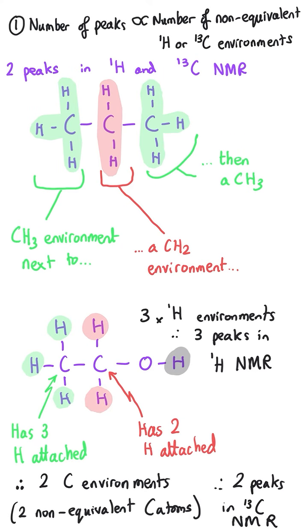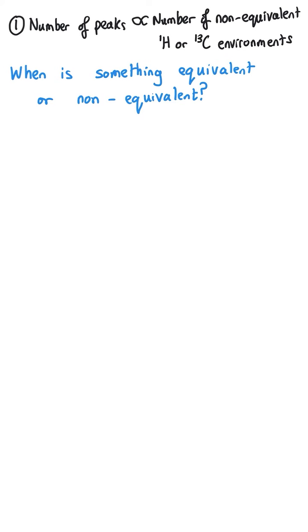So that's a third type of environment. So if we looked at a proton NMR for ethanol, there would be 3 peaks, whereas in carbon-13 NMR, there would only be 2. The last thing to say by way of an introduction to this idea is, what do I mean by non-equivalent hydrogen environments or carbon environments?